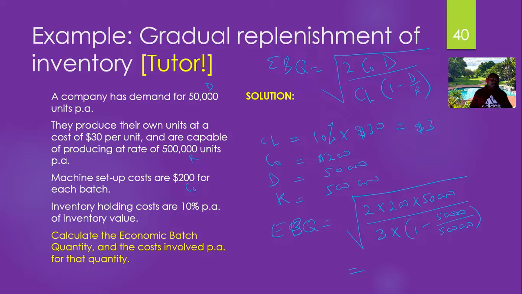All right, so that's 2,722 units. But remember, we are not yet through, because the question says calculate the economic batch quantity and the cost involved per annum for that quantity. So we've done the first part. Let us do the last part of it.